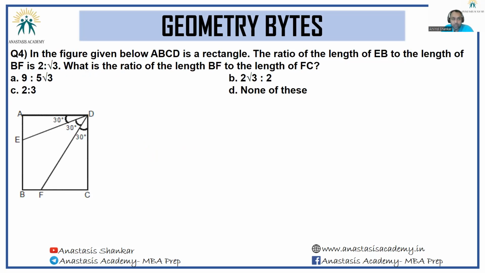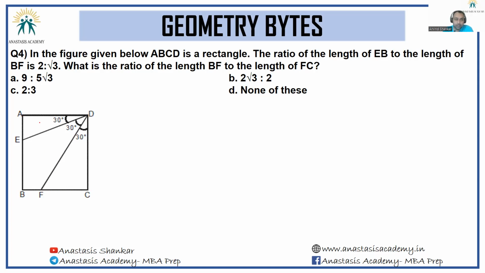Next question. In the given figure below, ABCD is a rectangle. The ratio of the length of EB to the length of BF is 2 : root 3. What is the ratio of the length BF to the length FC? Okay, we have to find out BF to FC.